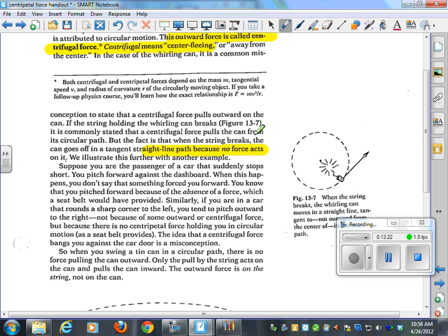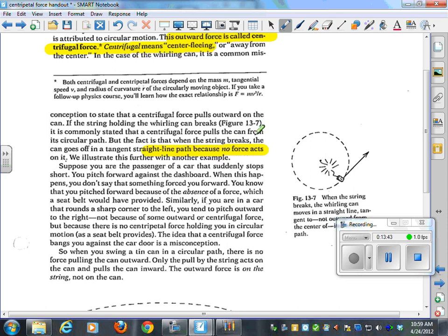You know that you pitched forward because of the absence of a force, which a seatbelt would have provided. Similarly, if you were in a car that rounds a sharp corner to the left, you tend to pitch outward to the right, not because of some outward or centrifugal force, but because there's no centripetal force holding you in a circular motion as the seatbelt provides. The idea that a centrifugal force bangs you against the car door is a misconception.